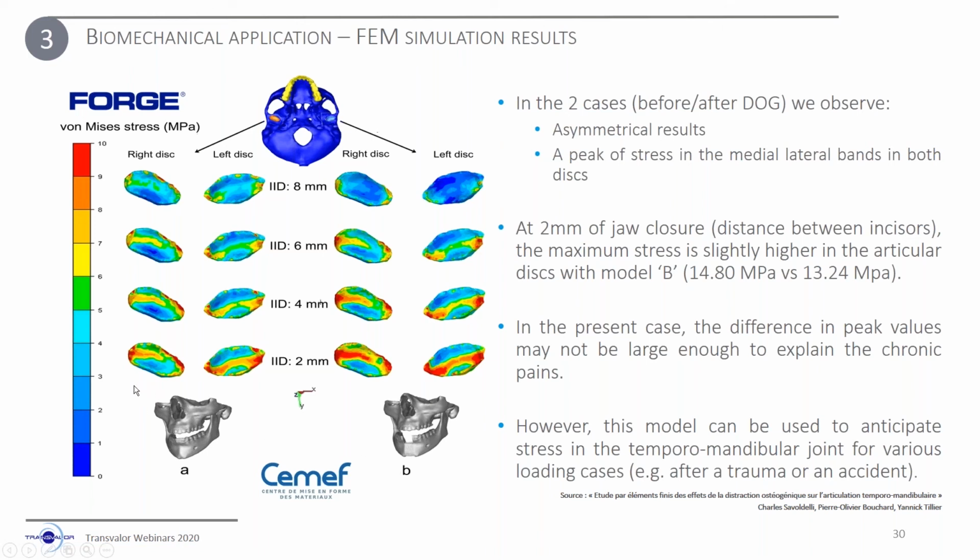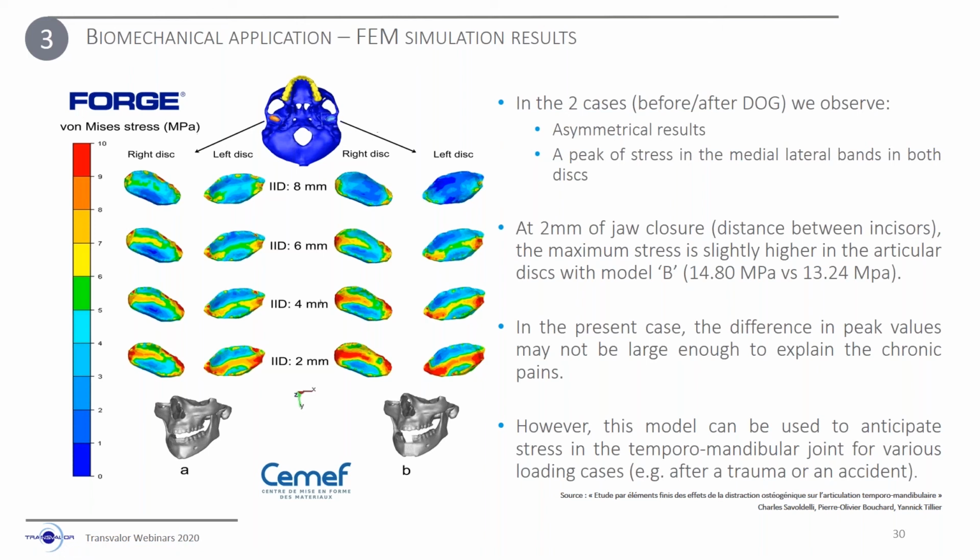Now, if we concentrate on the results observed for a 2 mm jaw closure, which is the distance between the incisors, we can see also that the peak of stress is observed in this medial-lateral band right here, and same thing right there. Okay, so it's just like if you could see a line crossing the disc, and the stress is maximum along this line.